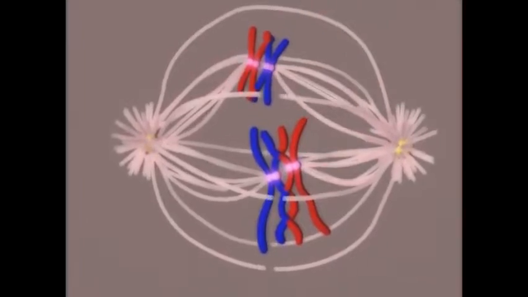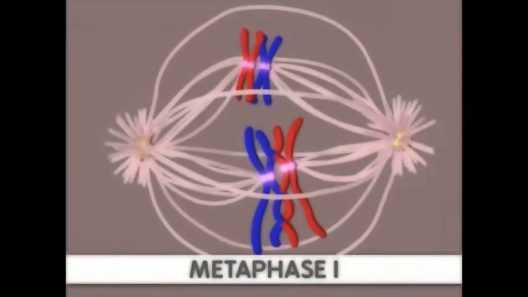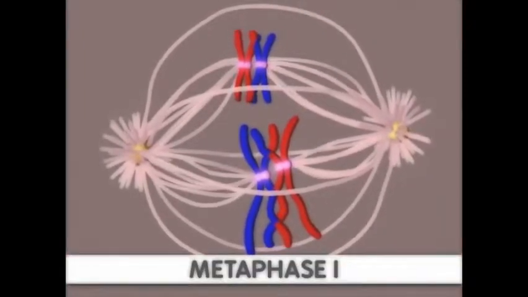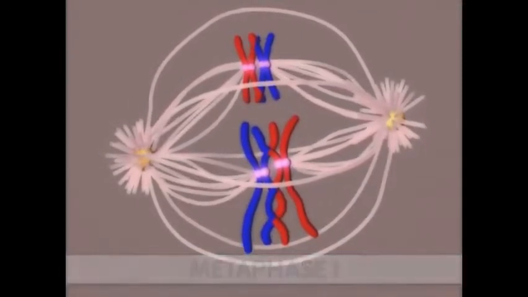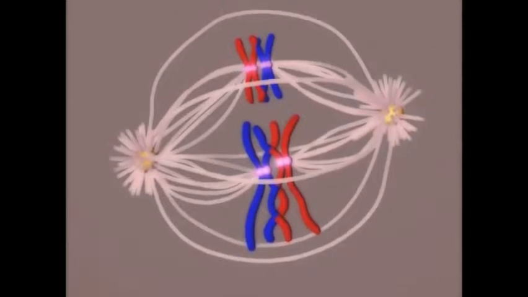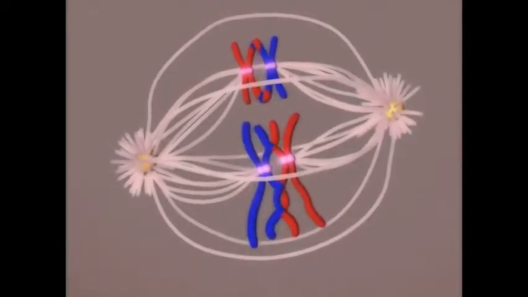The next phase of meiosis 1 is called metaphase 1. Here, the synapsed chromosomes align at the equator of the cell. The chromosomes align randomly, which results in different combinations each time meiosis occurs.